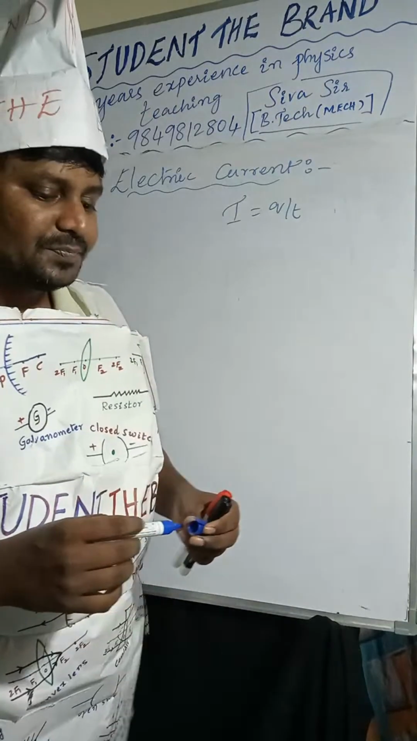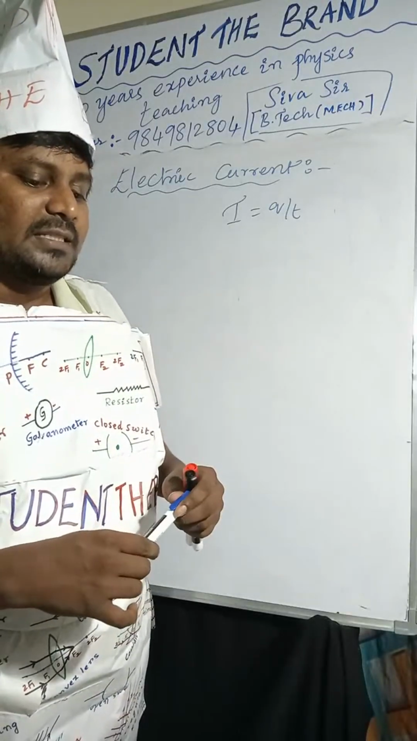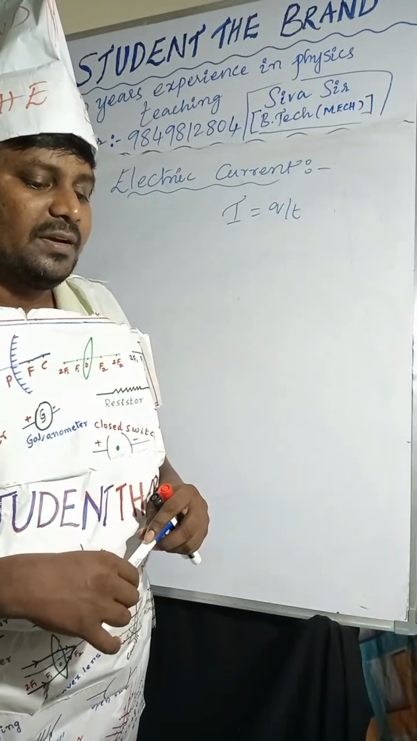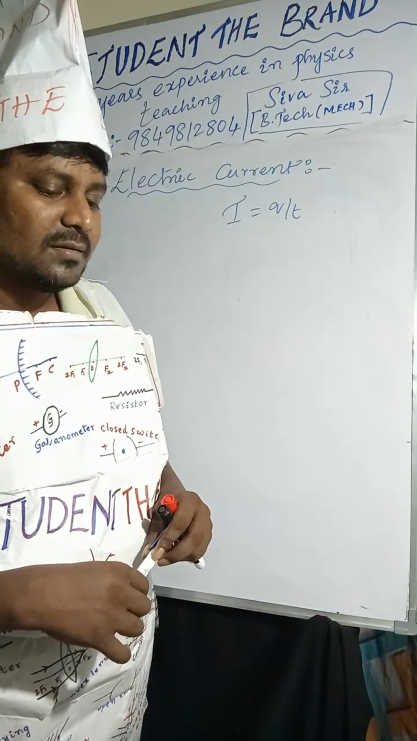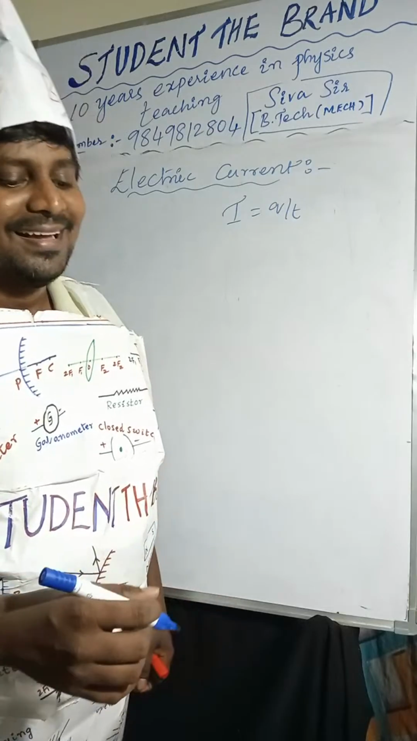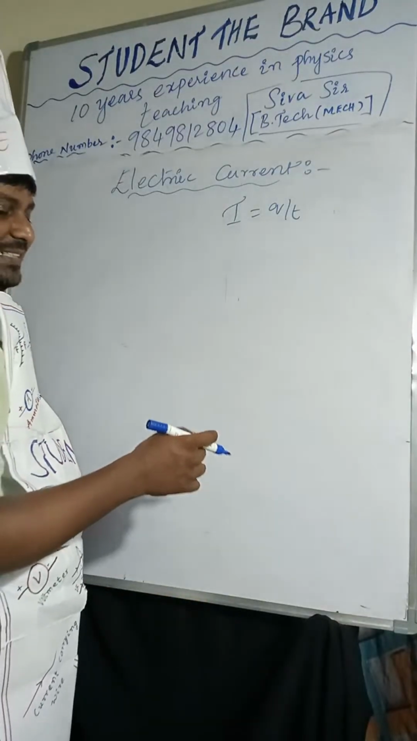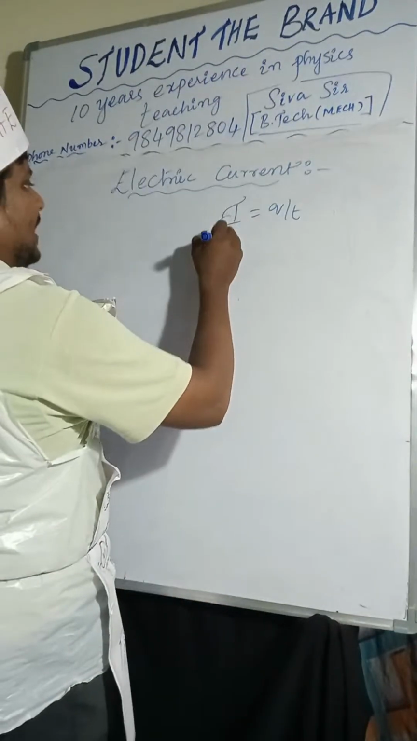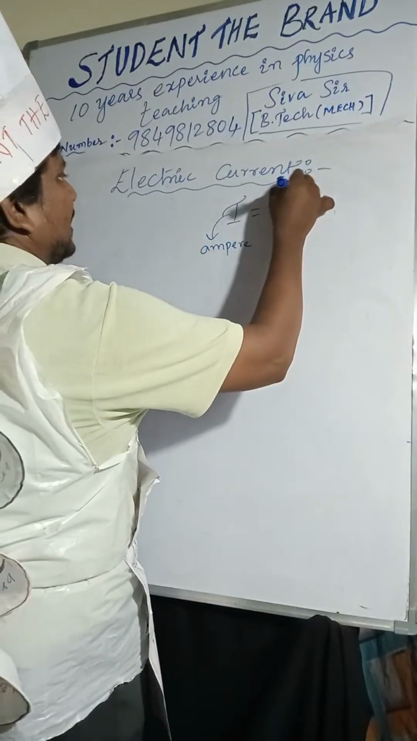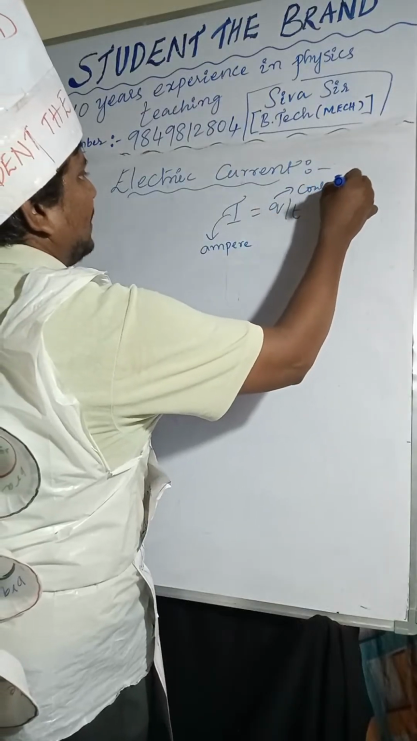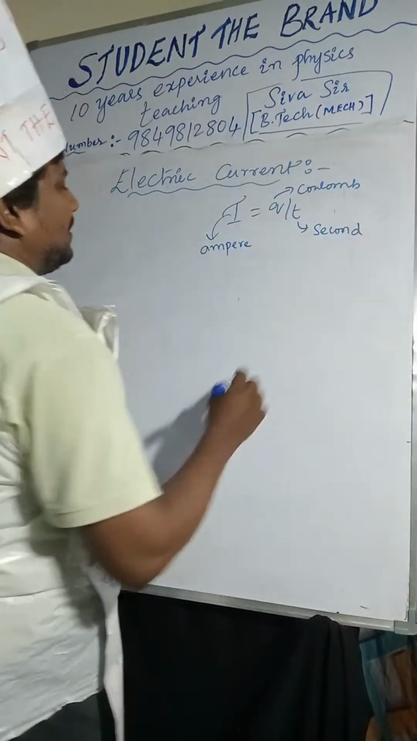The SI unit of current is ampere. The SI unit of charge is coulomb. The SI unit of time is second.